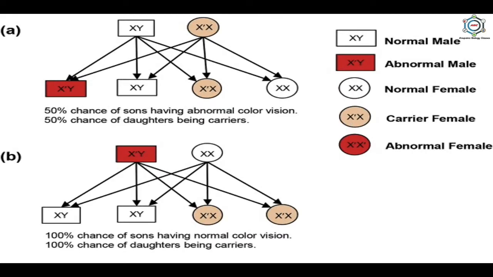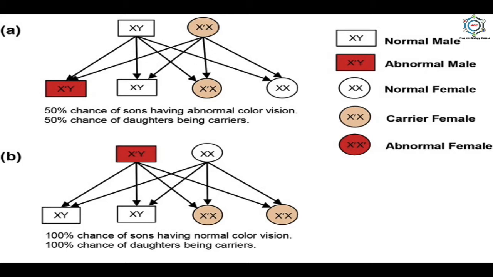Here you can see all the symbols to detect. In the first picture you can see all the inheritance pattern in case of night blindness or color blindness, both cases. If a male is normal and the female is carrier, in this condition there is a 50% chance of the son having abnormal color vision, while there is a 50% chance of the daughters being carrier.